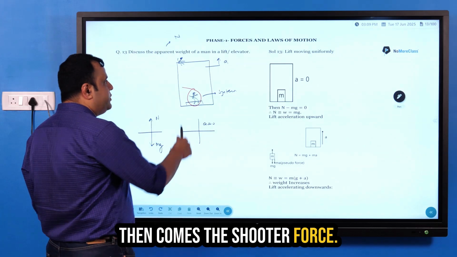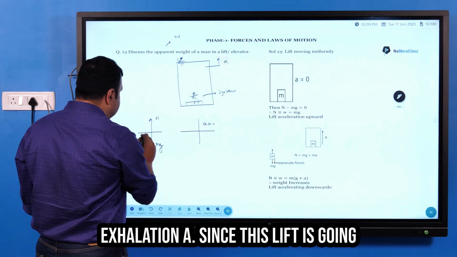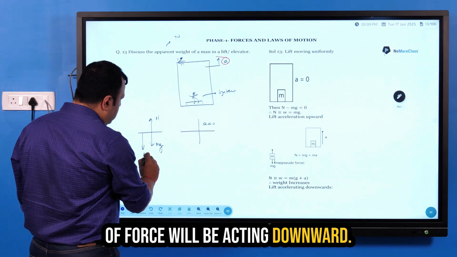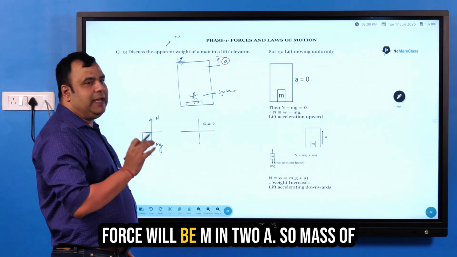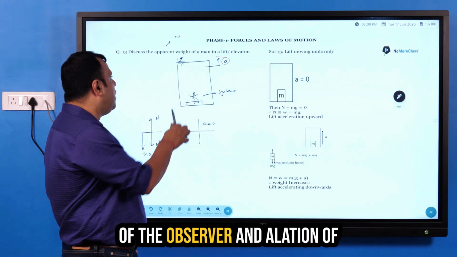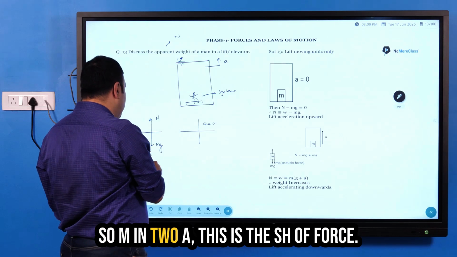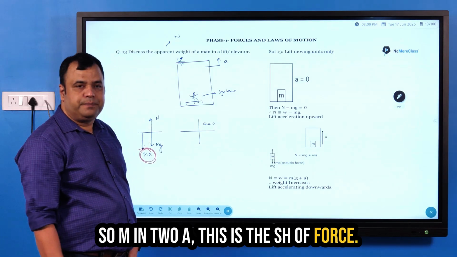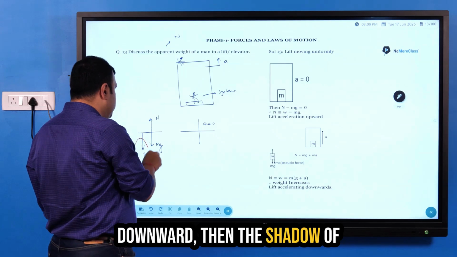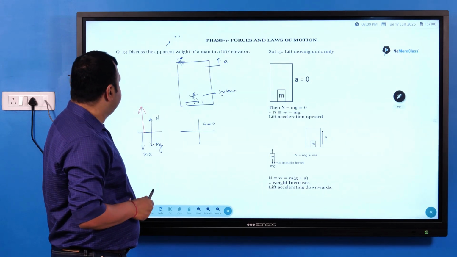And then comes the pseudo force. So this lift is going up with acceleration A. Since the lift is going up with an acceleration A, the pseudo force will be acting downward, and the magnitude of the pseudo force will be m into A. So mass of the system multiplied with acceleration of the observer. And the acceleration of the observer is the same as the lift, so m into A. This is the pseudo force. Now, if this lift starts going downward, then the pseudo force will start acting upward. The rest of the two forces will be the same.